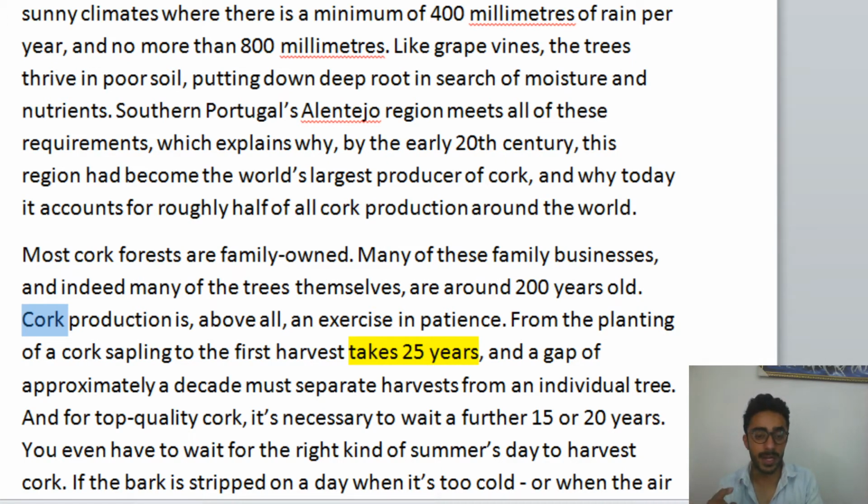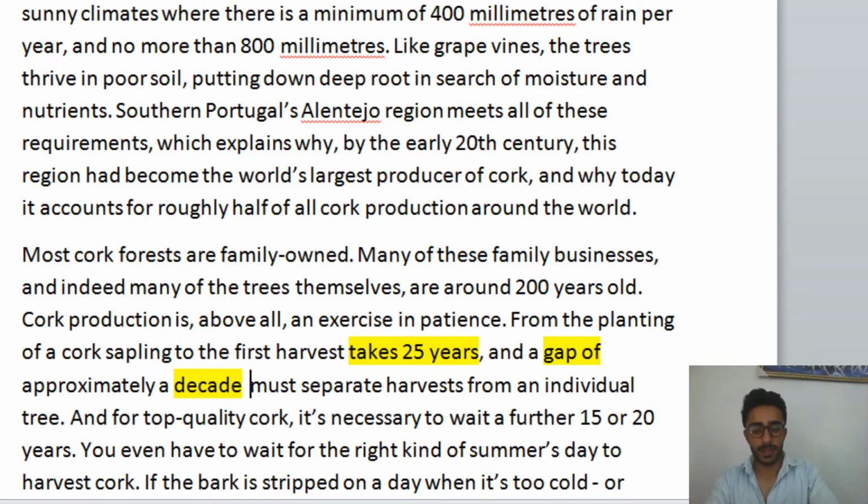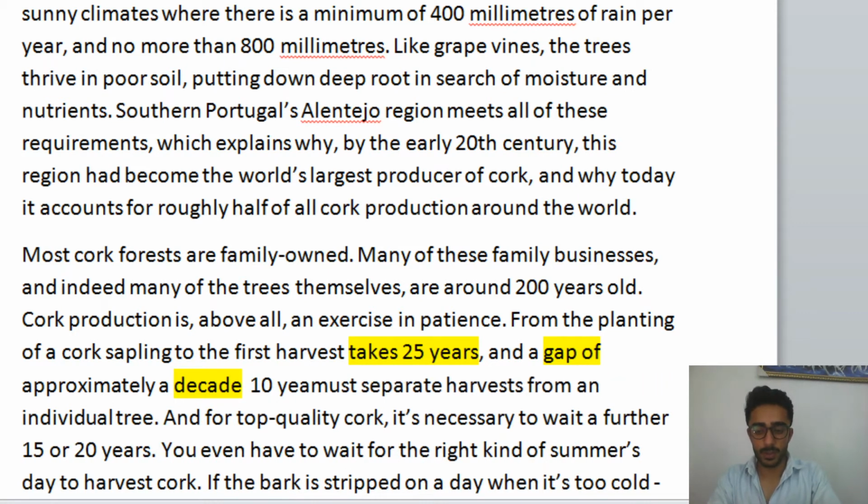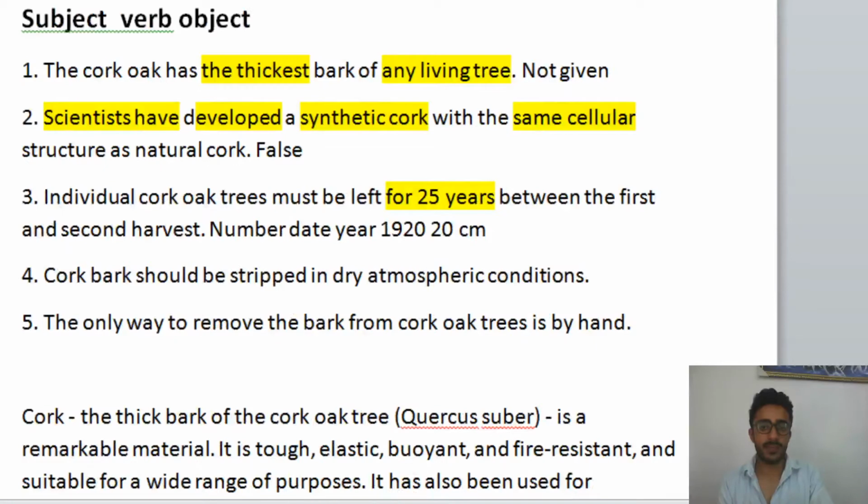It is not the gap, guys. The gap is here. What kind of gap they need, or how many years they need for the gap, is a decade. A decade is 10 years. Yes, a decade normally is a span of 10 years. So it means they need a gap of 10 years. Okay, and if I move to the question, what they are saying is that between the first and the second harvest they need 25 years, so definitely the answer is false.